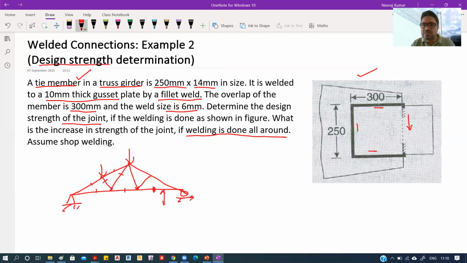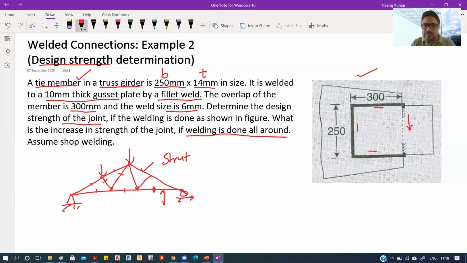Similarly, some members may be in compression, say for example this member. In that case I will call this member a strut. So the member which is intended to carry the compressive force is sometimes called a strut, and if the members are intended to carry the tensile force, then they are called tie members. It says a tie member in a truss girder is of this size, 250 mm by 14 mm. 250 is the width B and 14 is the thickness. Generally length is not given.